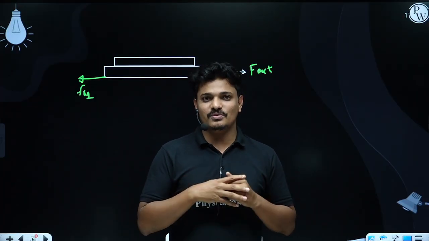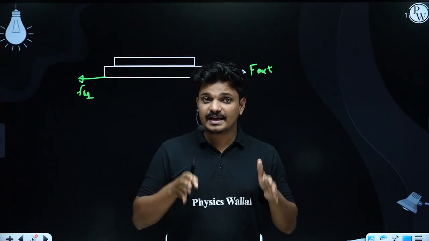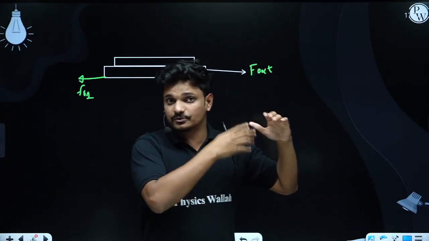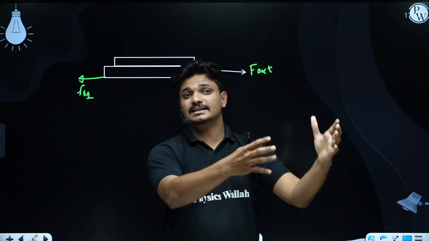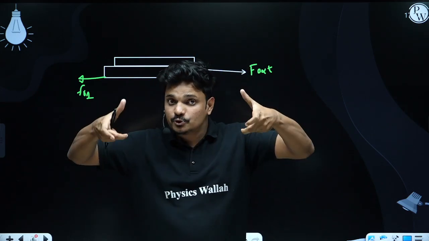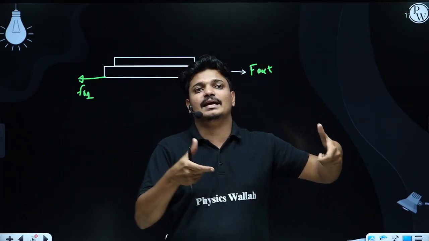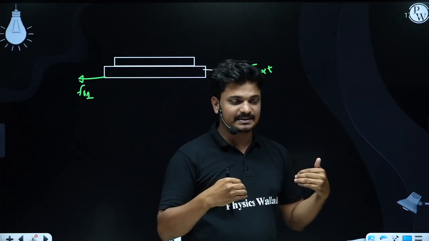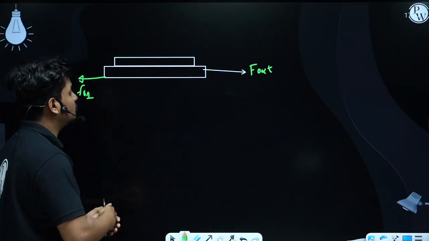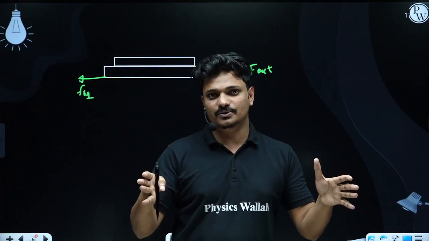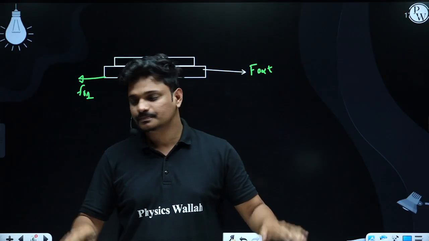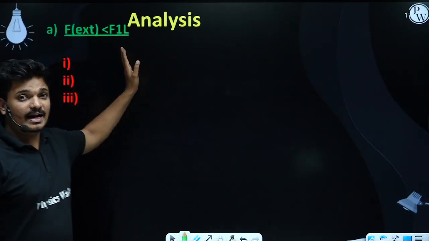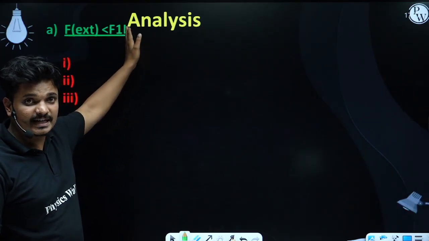So we are going to find these two expressions. That means when the total M1 plus M2 starts to slide over, we have to find that F value. Same like that, another F value, when M2, that means the top block, starts to slide over M1. Okay, so that's our today's aim. That means we have to find these two values, then we can do every problem. So the first situation is where our F external is less than F1L.